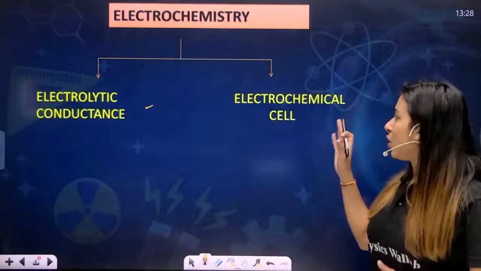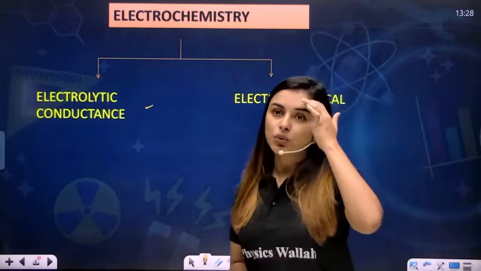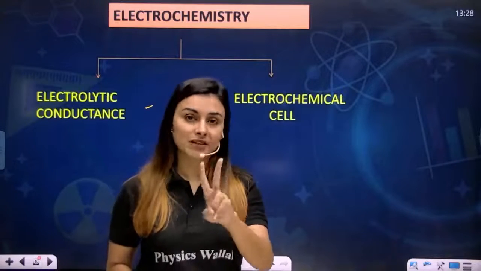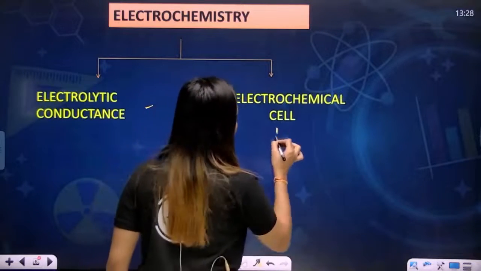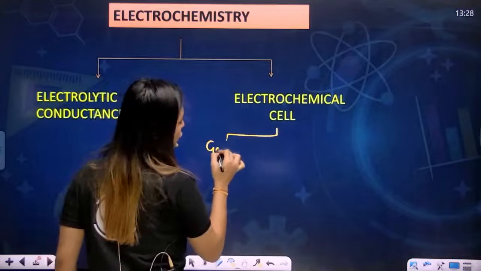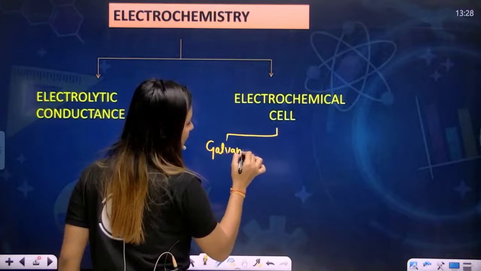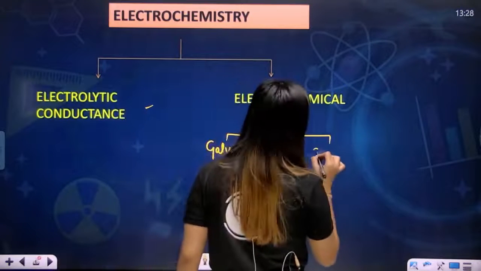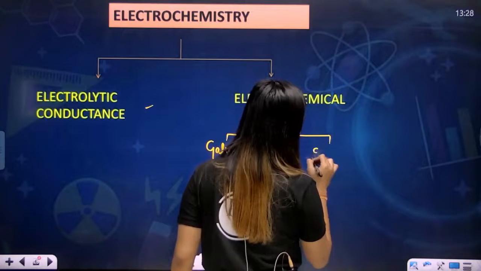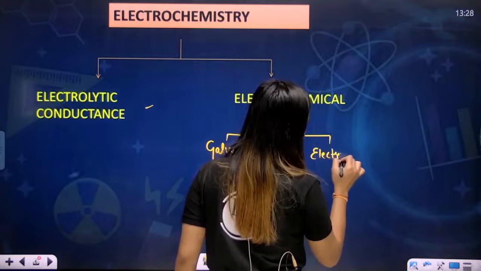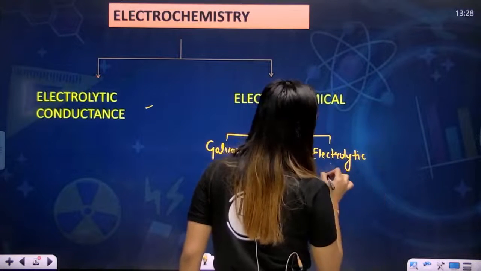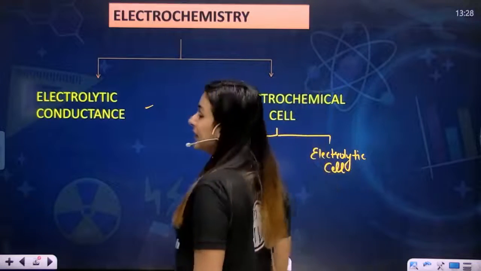So if I talk about electrochemical cells, I told you that we can divide your electrochemical cells into majorly two parts. What are those two parts, my dear students? We can divide it into your galvanic cell and your electrolytic cell. Okay, these are the two types of cells that we will be majorly discussing.